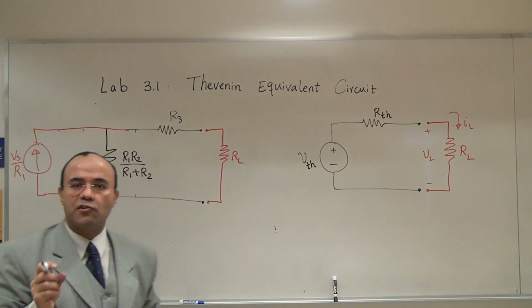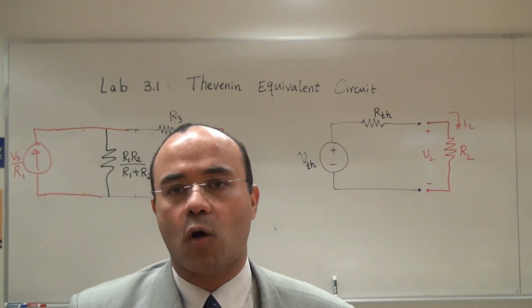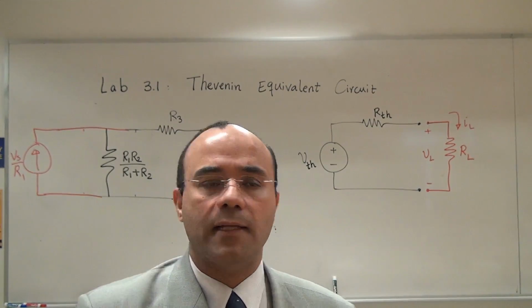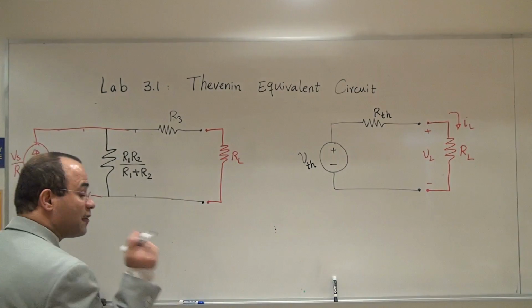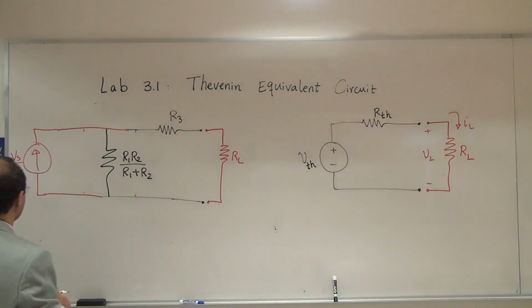You can also follow the G rule, and the G rule would say 1 over R equivalent is equal to 1 over R1 plus 1 over R2. You take the common denominator and you come to the same conclusion. This is only true for two resistors. It's not valid for three resistors in parallel. So keep that in mind.